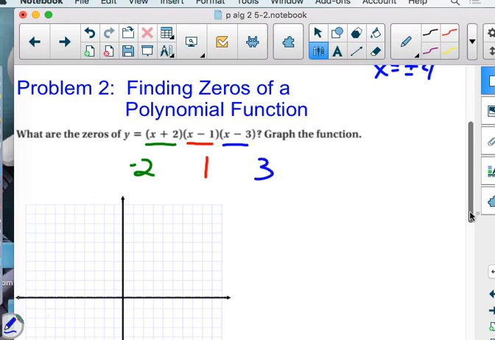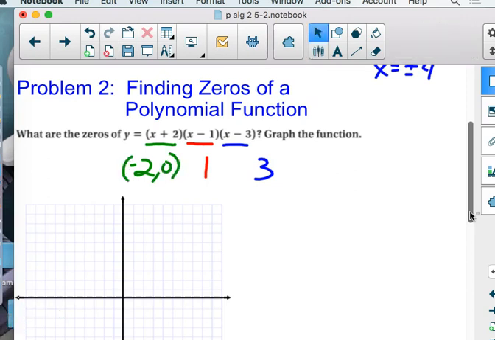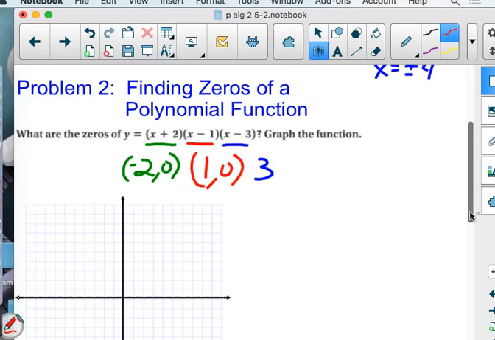Now what's important is that we realize by saying that, we're saying if you put negative 2 into this function, you're going to get 0, which is a point on the graph. If you put 1 in, you're going to get 0. There's another point on the graph. If you put a 3 in, you're going to get 0. So there's 3 points. It says graph the function.